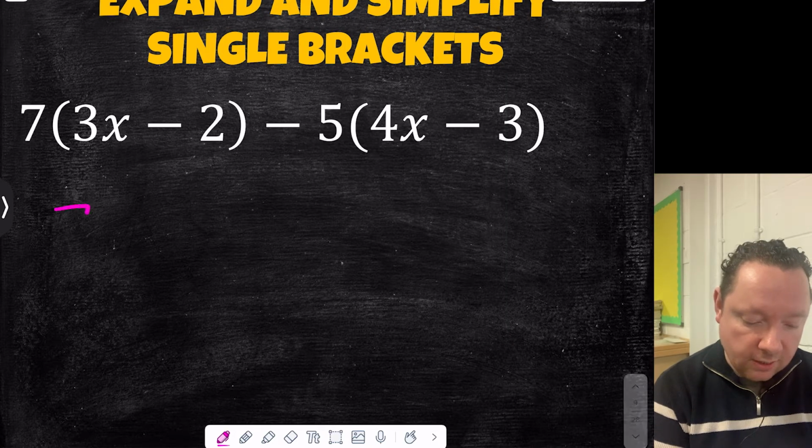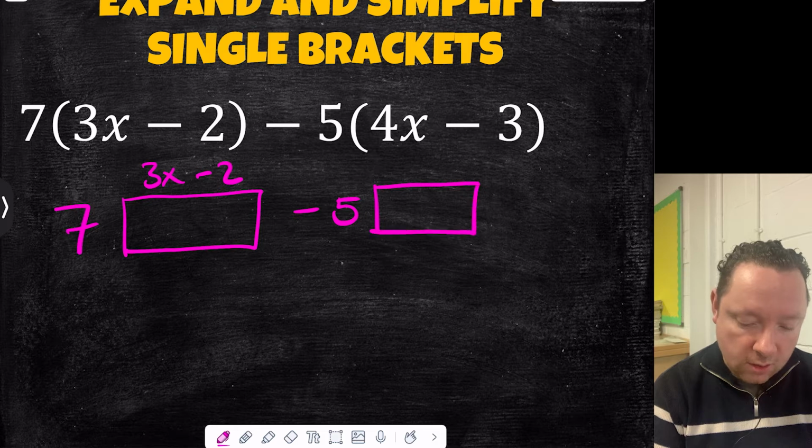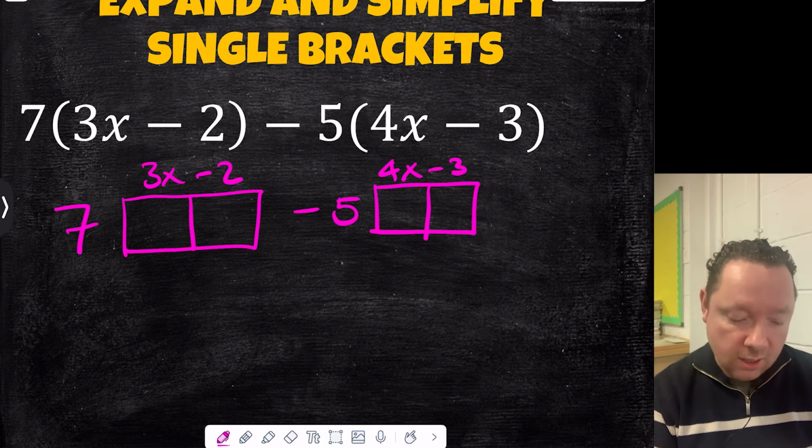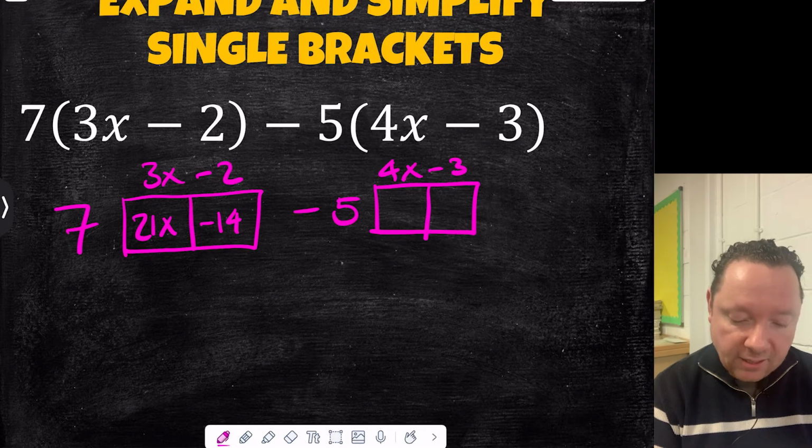Let's look at another example like that with 2 brackets. So the first one is 7, 3x minus 2. Take away 5, box, 4x minus 3. Now it gets really easy, because once you've got your boxes in place, you'll be able to see it all. 7 times 3 is 21x. 7 times 2 is minus 14. Minus 5 times 4 is minus 20x. Minus 5 times minus 3 is plus 15.